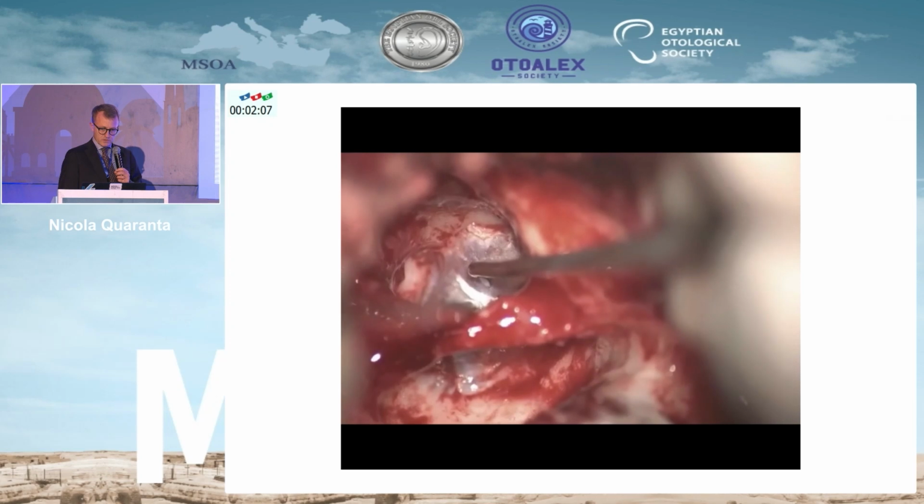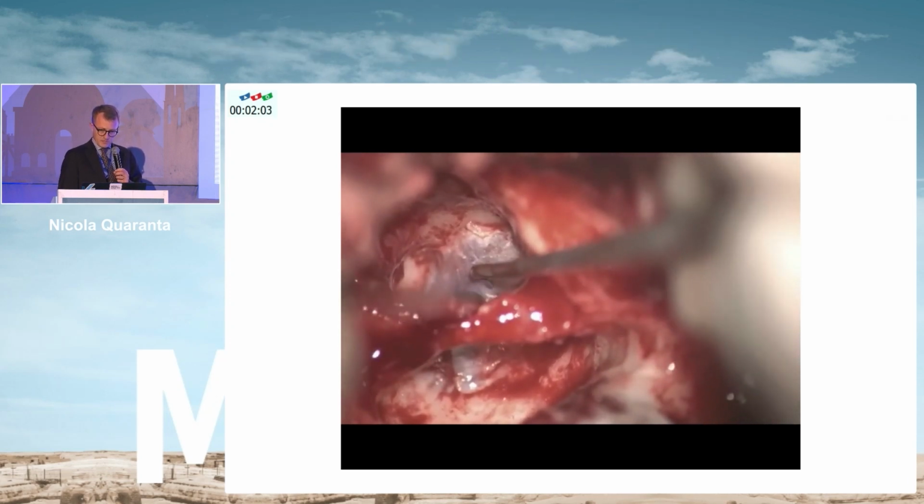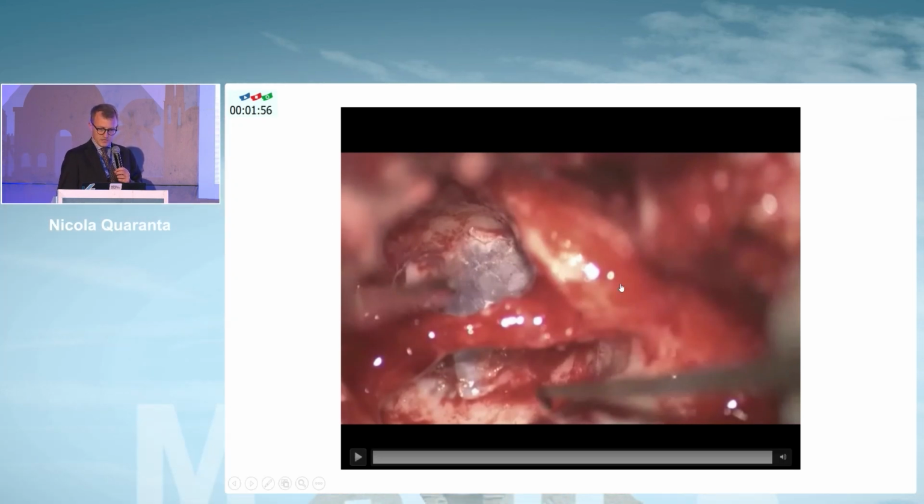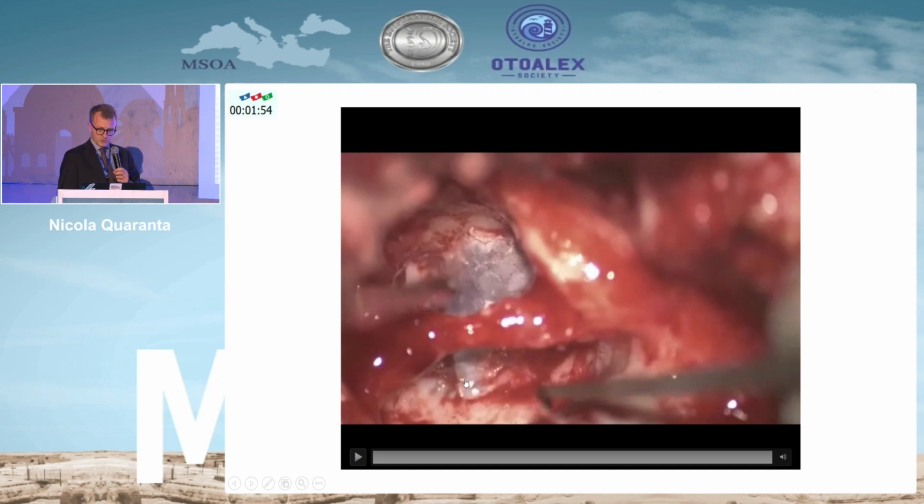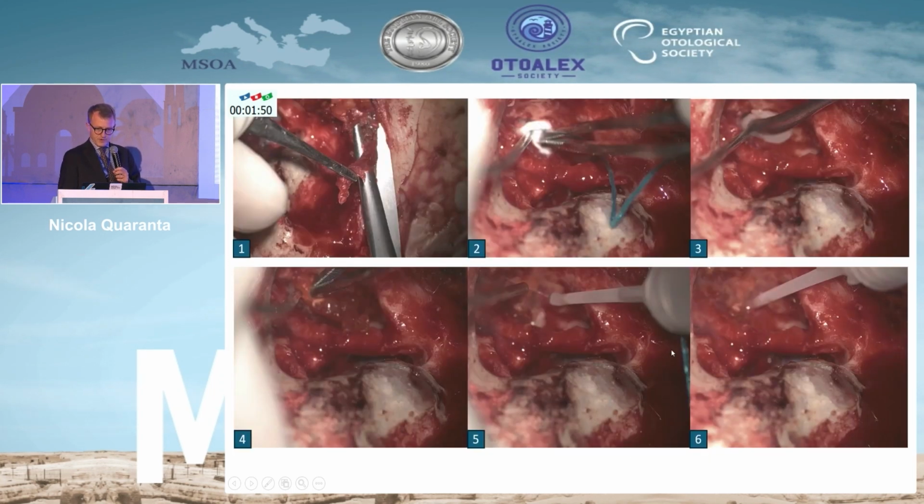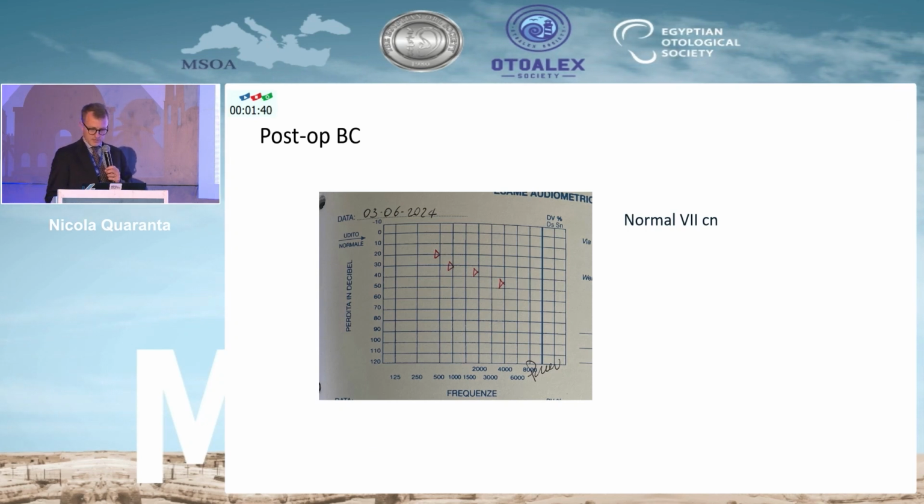And of course, we couldn't close it as we can, for example, do with a petro-occipital transsigmoid approach. So at the end, we just left this matrix on the jugular bulb, obliterated with the tube with wax and muscle. Of course, we obliterated the cavity with fat, and this is the post-operative bone conduction.